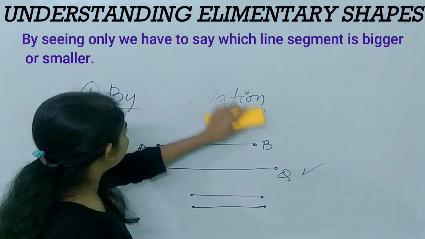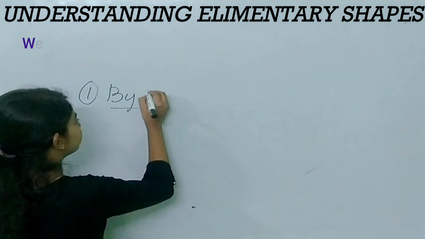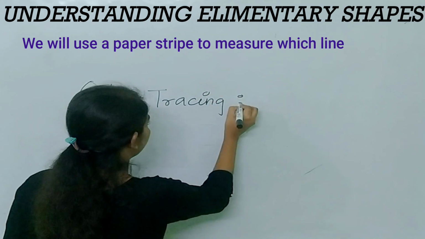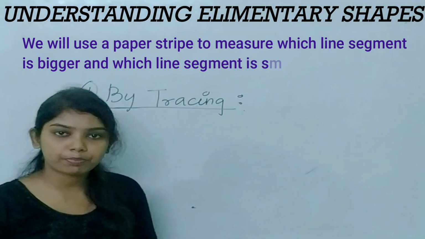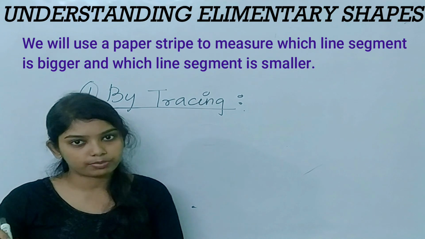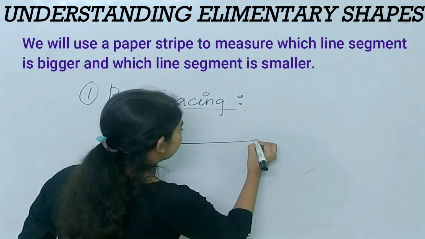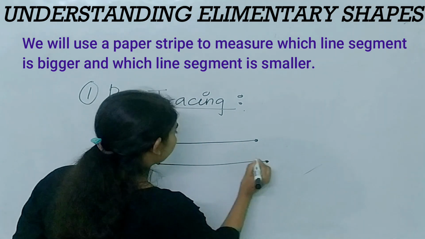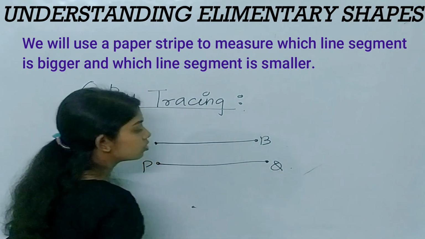Okay? The second one is by tracing. In this method, we will use a paper strip to measure which line segment is bigger or which line segment is smaller. Suppose we are given two line segments, AB and PQ. Okay? So what do we have to do?